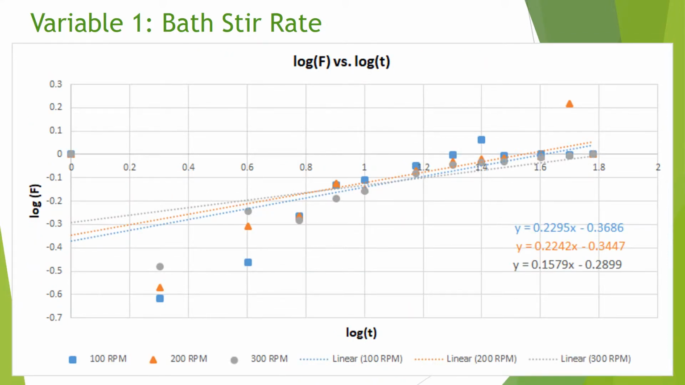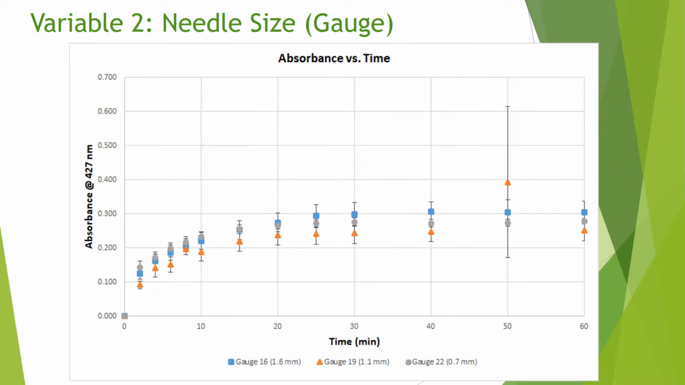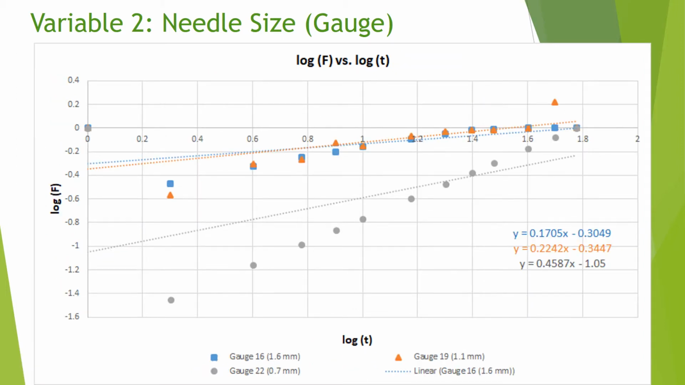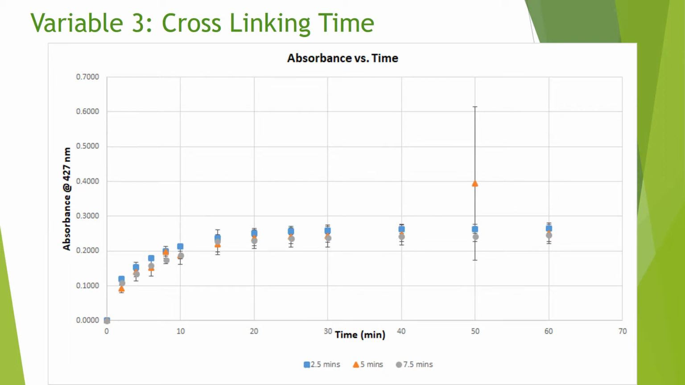From there, the theoretical model, which was described in the theory section, was applied. And by plotting the log of the fraction of dye released as a function of the log of time, we were able to find both the diffusional exponent n and the constant k. The functions were approximated using a linear function, with the diffusional exponent being found by measuring the slope of the line, and the constant found by taking the inverse log of the y-intercept. This was then repeated for the various needle sizes we wanted to test. And then again for cross-linking time.